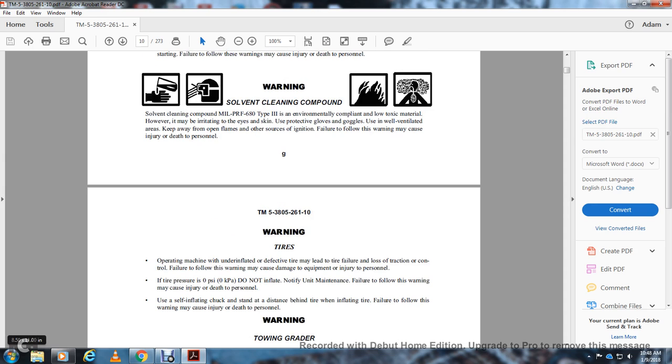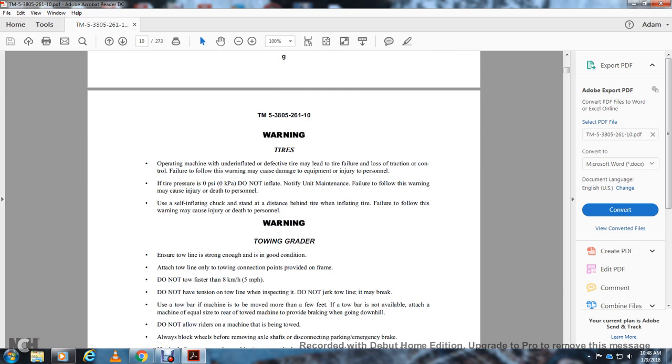Warning, tires. Do not operate the machine with underinflated or defective tires. A defective tire may result in tire failure with a loss of traction and control. Failure to follow these warnings may cause damage to equipment and injury to personnel. If tire pressure is 0 PSI, do not inflate. Notify unit maintenance. Failure to follow this warning may cause injury or death to personnel. When using a self-inflating chuck, stand at a distance behind the tire while inflating. Failure to follow this warning may cause injury or death to personnel.